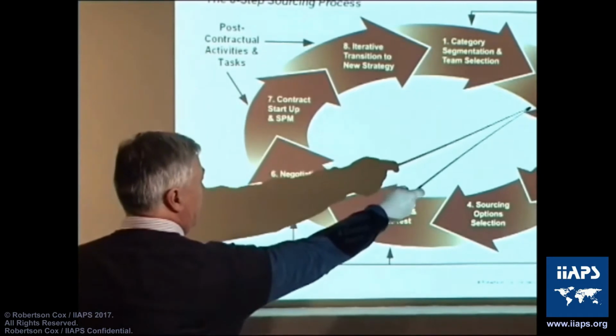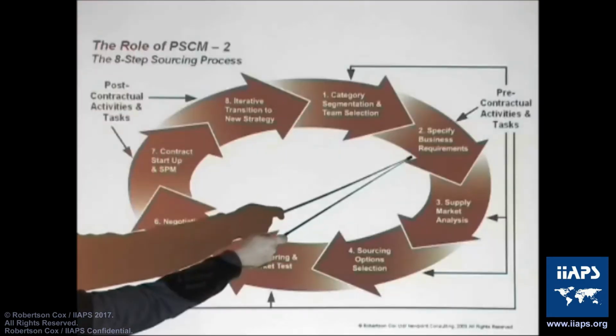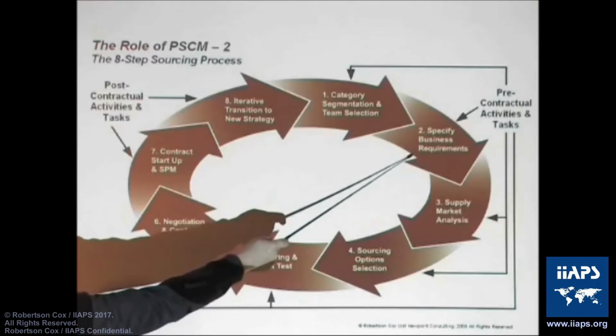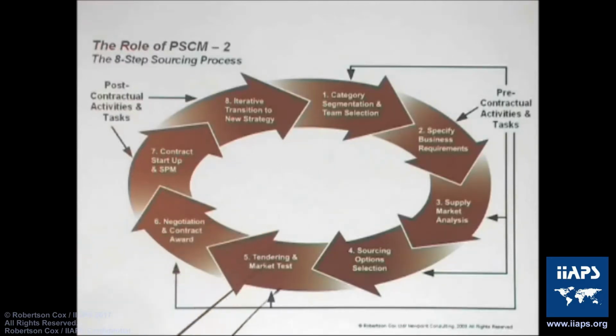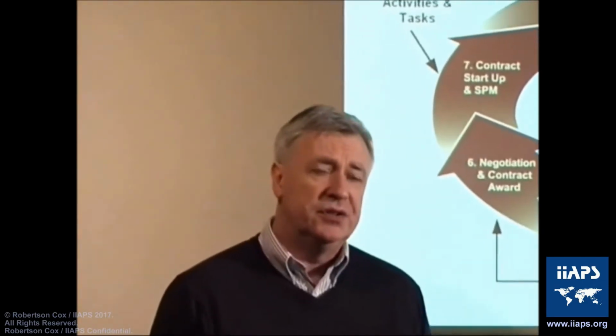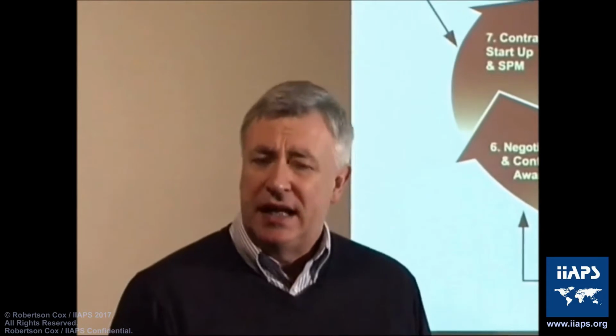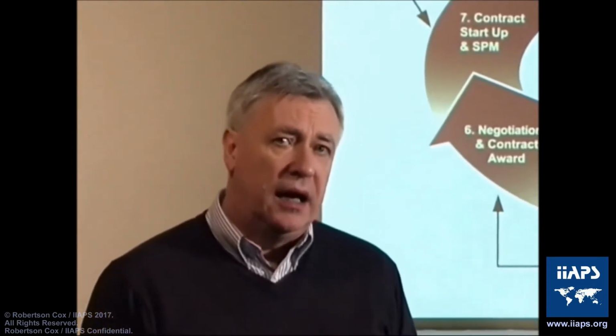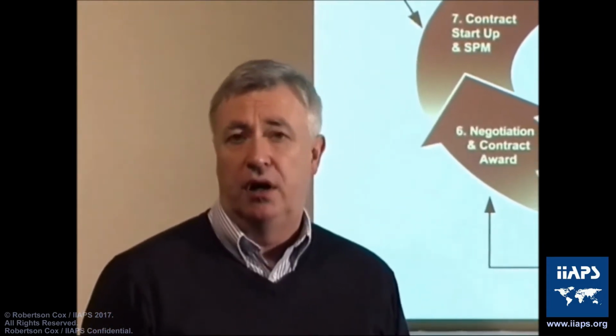In step 2 of the process, part of the pre-contractual activities and tasks is to specify business requirements or to specify business needs. Now, what do we mean by specifying business requirements? All organisations have to understand what their customer requirements are and their internal client requirements are. Organisations will have line management responsibilities, and they'll also have functional, general organisational divisions or departments like HR, legal services, IT, strategy, R&D, and the like.